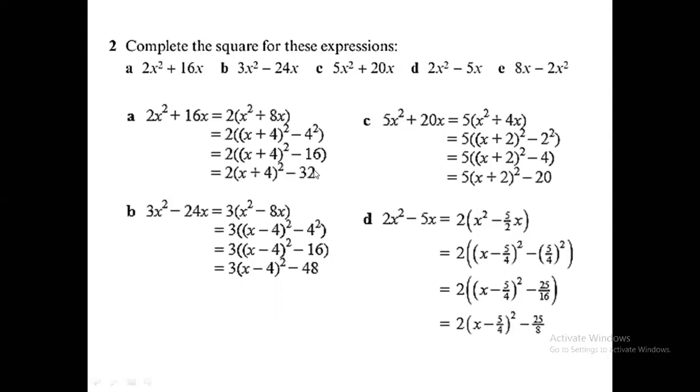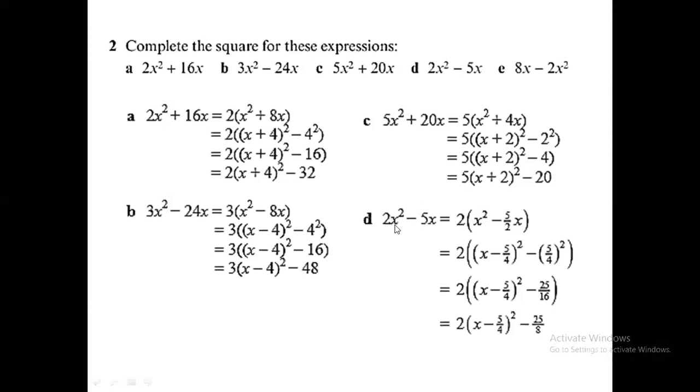If you come to part B over here, if you take 3 out, it's x squared minus 8x. Then you can write half of that is minus 4, (x minus 4) whole thing squared minus 4 squared. Sorry, 4 squared is 16, with this minus it is minus 16. If you multiply with 3, it's 3 times (x minus 4) whole thing squared, and 3 into minus 16 is minus 48. This question also we have to do the same way if you work it out, right?